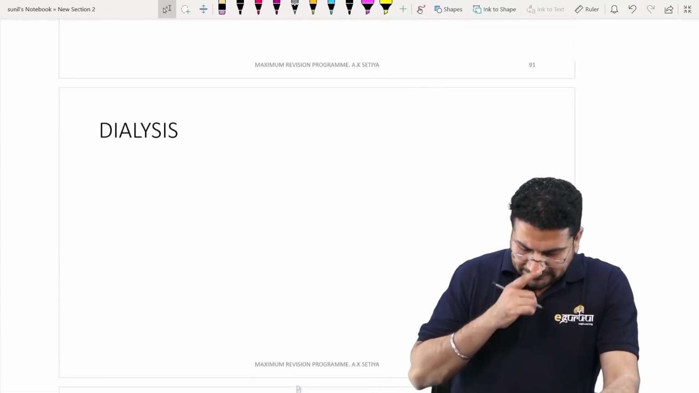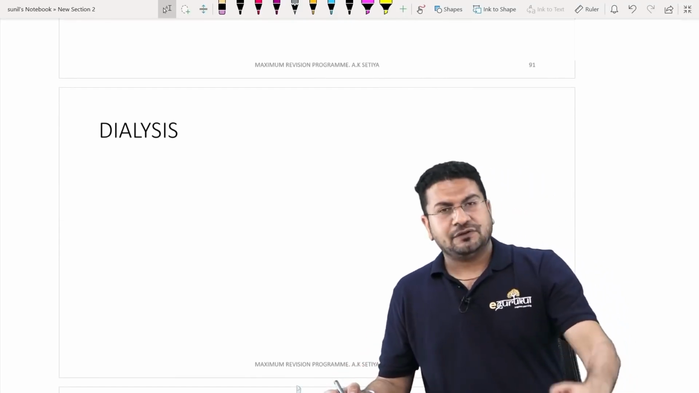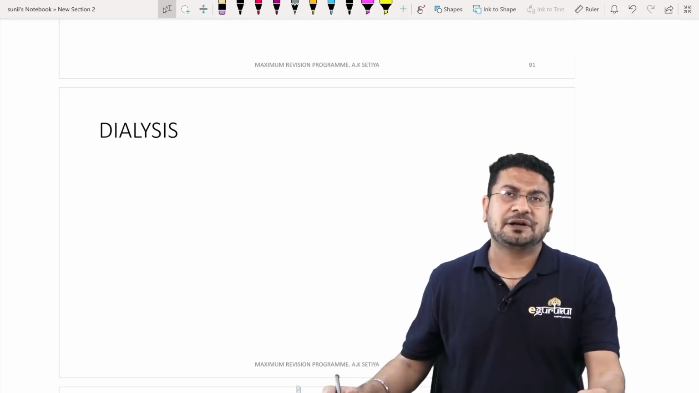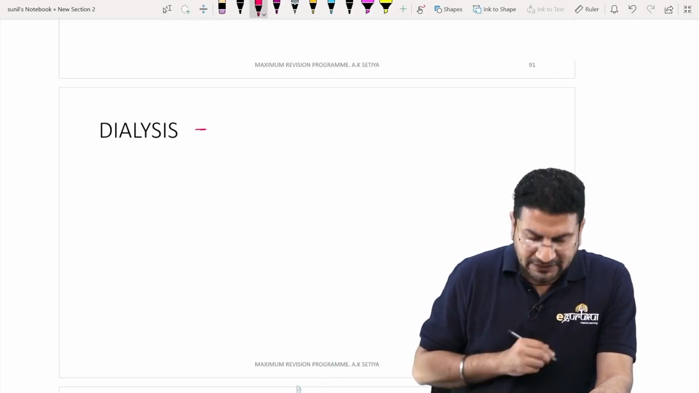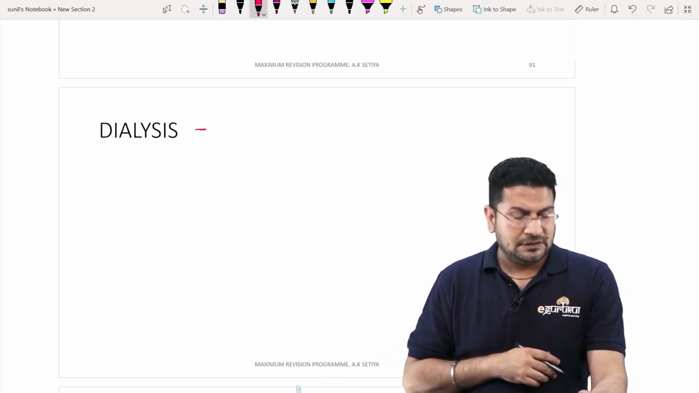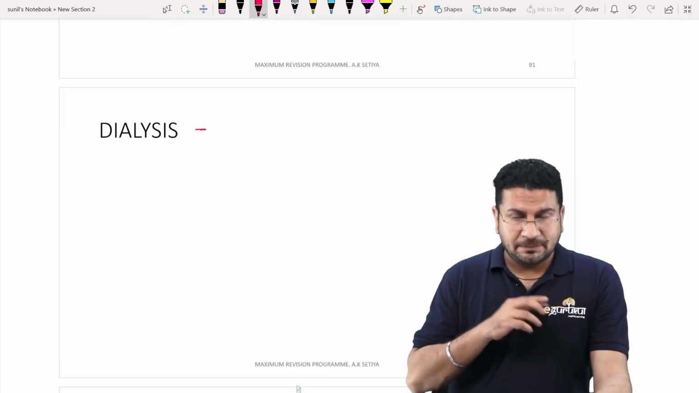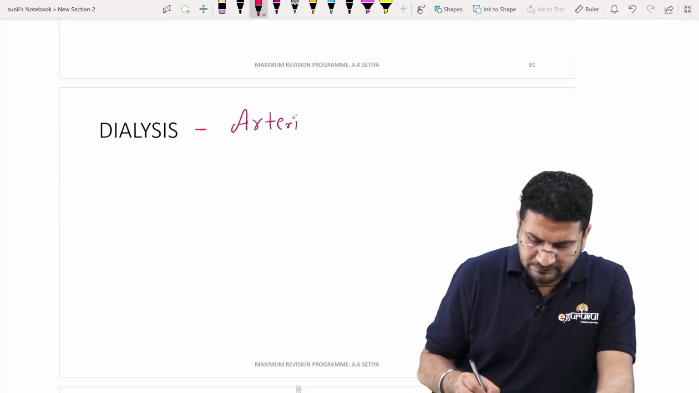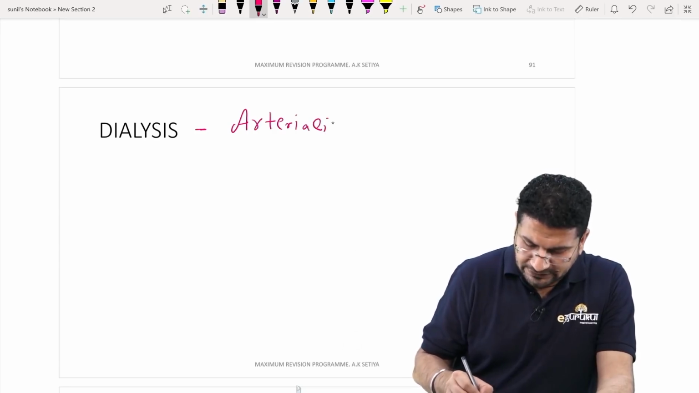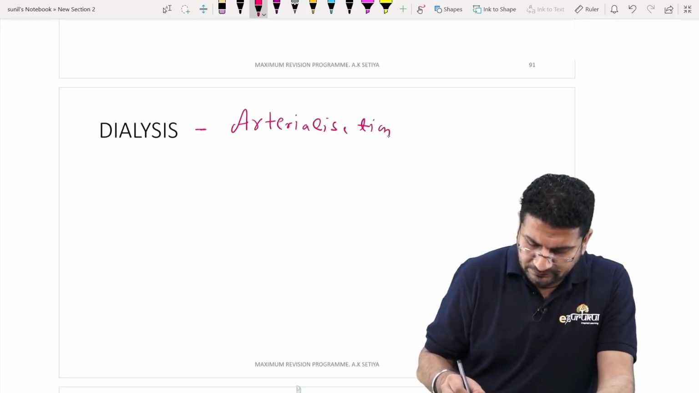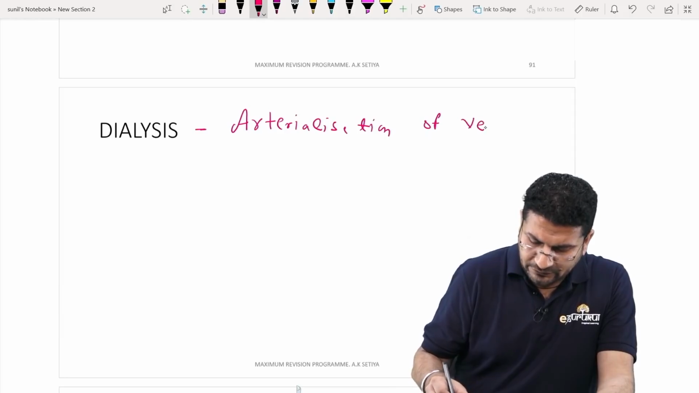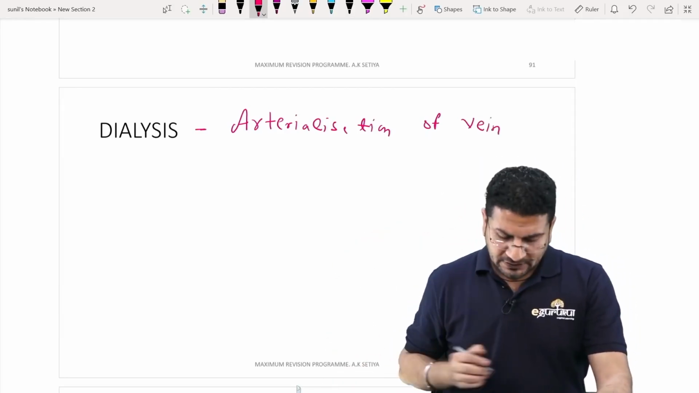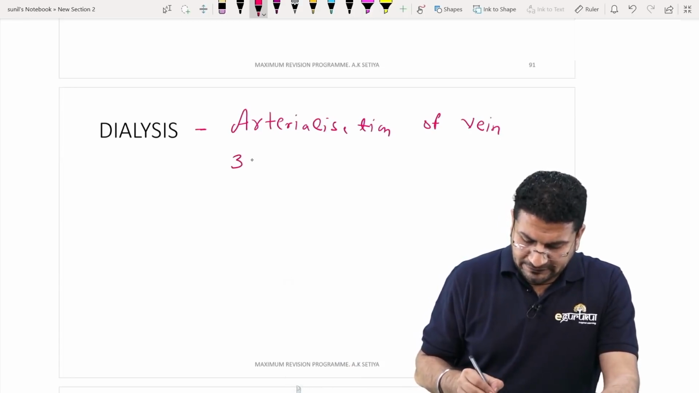Okay, if I say dialysis, we have two variants of dialysis, hemodialysis and peritoneal dialysis. We make a fistula, and the purpose of this fistula is arterialization of the vein. When we create a fistula, with the same fistula we can do dialysis for many weeks. The recommended dialysis is thrice per week.